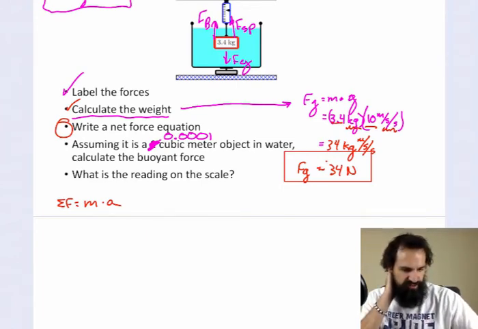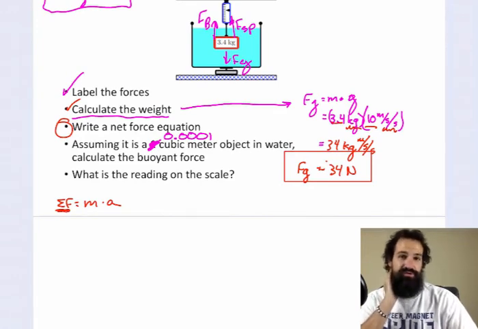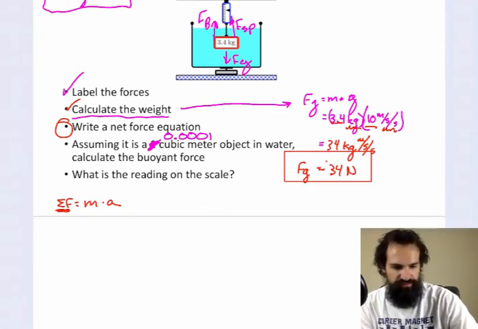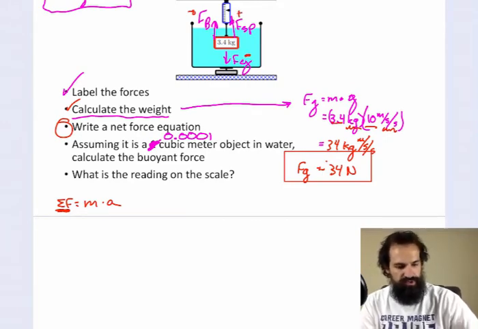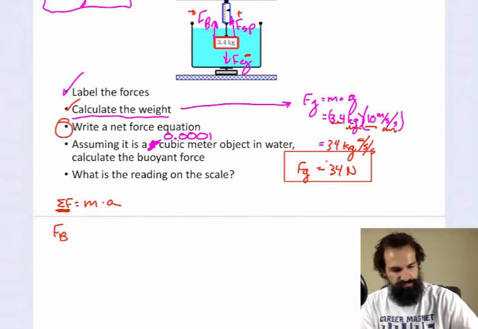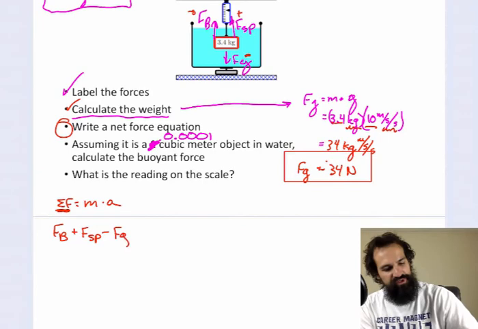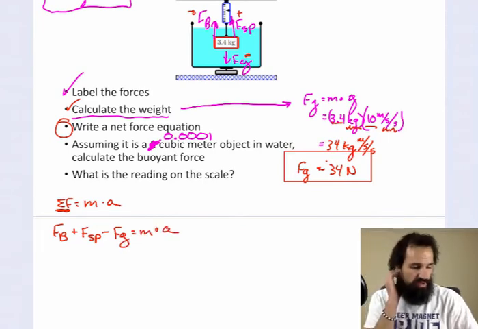And now we need to fill in our forces, the sum of all forces. We have the buoyant force up, positive. We have spring force up, positive. We have the force of gravity down, negative. So the buoyant force plus the spring force minus the force of gravity equals mass times acceleration.